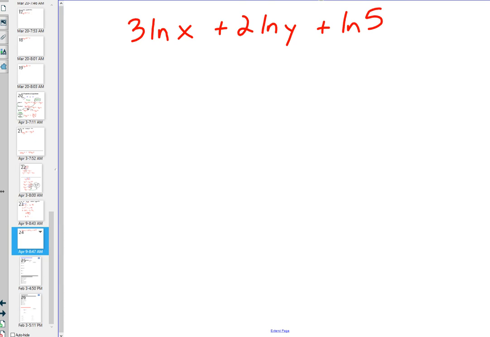In order to write as a single log, it has to be true: same base and same coefficient. All the bases are the same. These are all ln's, which have a base of e. But all the coefficients are different, but luckily we can fix that.